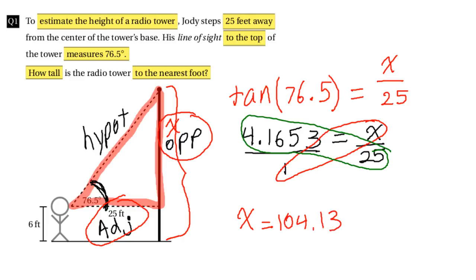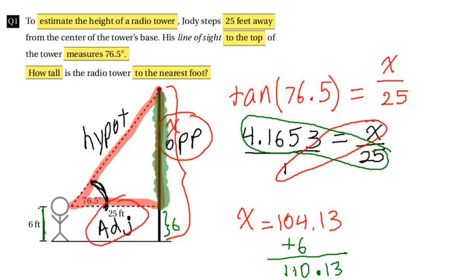104.13, but then I have to remember that this x is only this part of the triangle that I see right here that I'm highlighting in green now. So this right here is the 104. I still need to add to that this little piece right here, and when I look over here, I see that that piece is 6 feet. So I need to take this 6 foot and add it over here for a grand total of 110.13. Well, the directions at the very top say that we need to round this to the nearest foot.